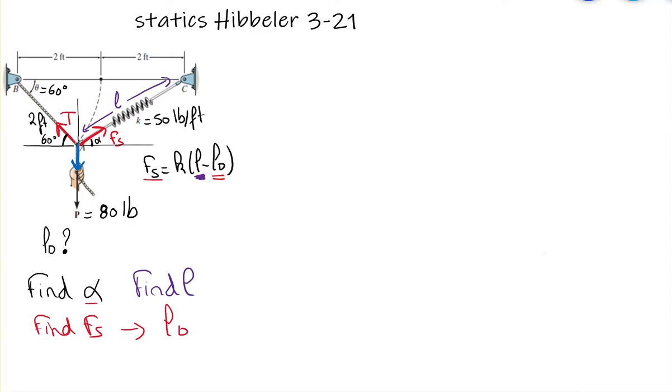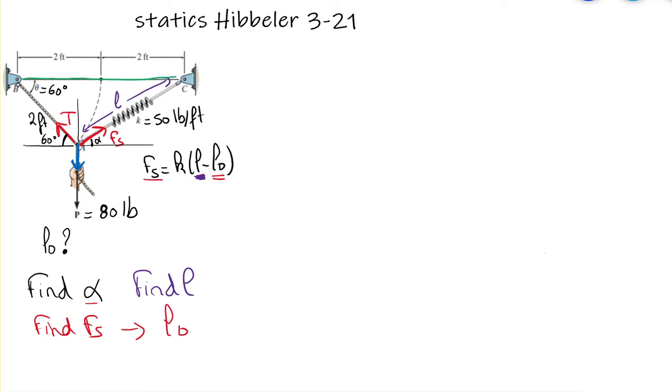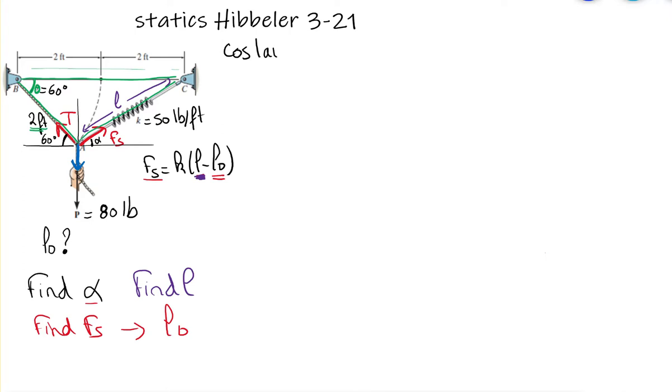What can we do first? Okay, I think it's a triangle. Let me draw it in green, this triangle there. We know one angle, theta, and we know two sides. We know that the rope is 2 feet long, and we know that this length is 4 feet. So we can use the cosine law in the green triangle.